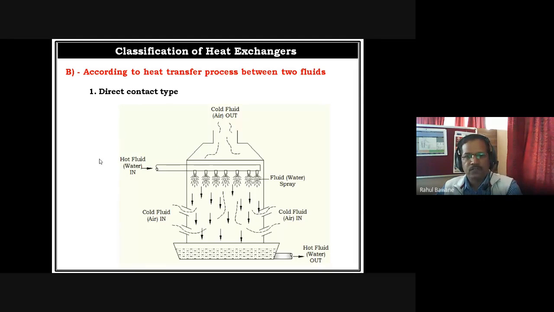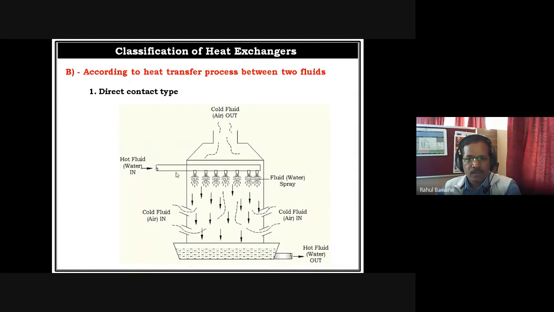Now water source is limited, especially in industry, so we can't afford to supply new cold water each time. So the outlet of any condenser is supplied to the cooling tower. This hot water from the condenser is supplied to the cooling tower at the top header, where it comes out in the form of spray.